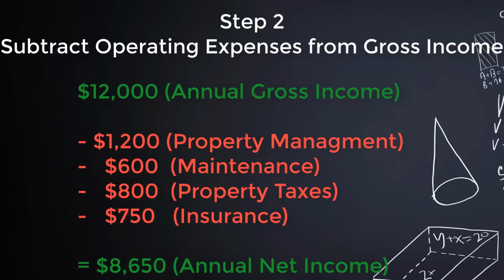So then if we're taking a look at these numbers, the next thing that we're going to take a look at is lining those numbers up. So let's take our total annual gross income from your investment property of $12,000, subtract the $1,200 in property management, subtract the $600 in home maintenance, subtract the $800 in property taxes, and subtract the $750 in annual insurance. After you deduct those numbers, it equals $8,650.